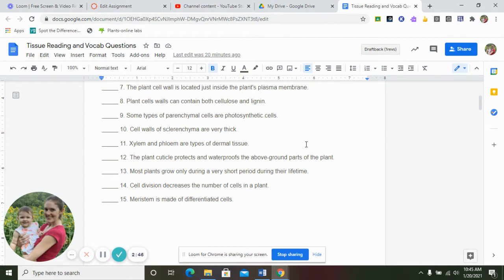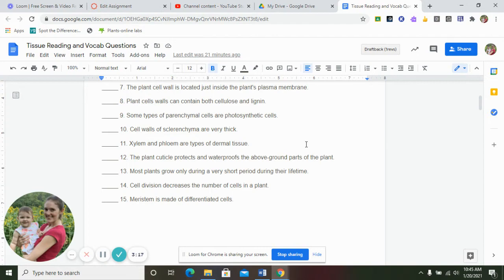You do. Number 9, some types of parenchymal cells are photosynthetic cells. That is true. Cell walls of sclerenchyma are very thick. They are, so that is true. Xylem and phloem are types of dermal tissue. That one is going to be false. They are types of vascular tissue. 12. The plant cuticle protects and waterproofs the above-ground parts of the plant. That is true.